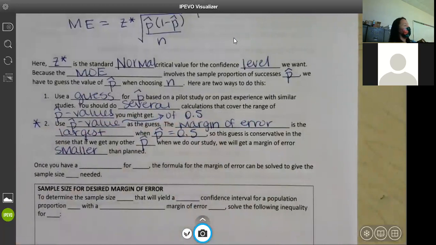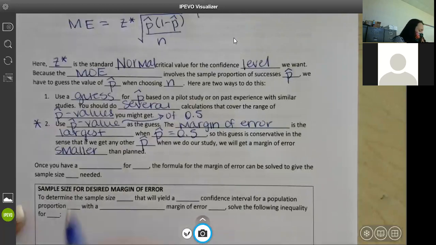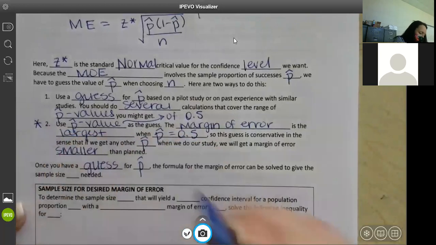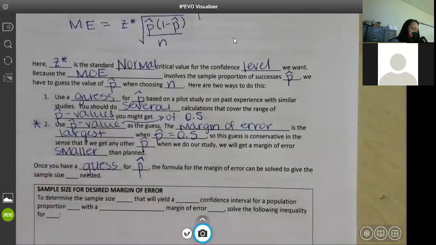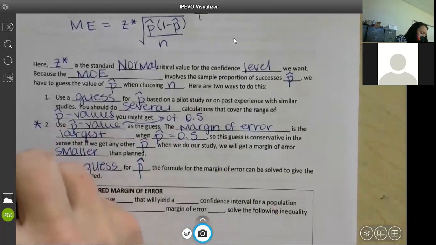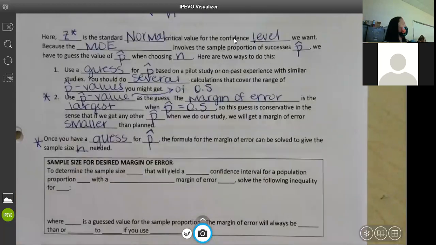So again, anytime we don't know the proportion, they don't give us the proportion, what are we going to use? What did I just say? 0.5. So if you don't know it, you're going to use 0.5. So once you have a guess for p hat, the formula for the margin of error can be solved to give the sample size n if needed. You will do this on your next Albert.